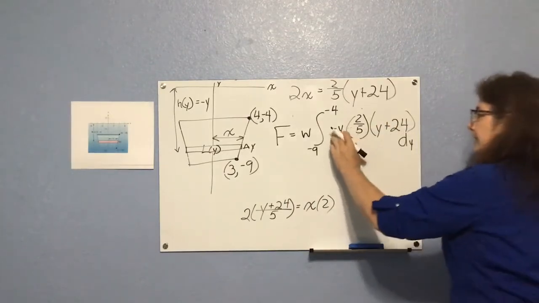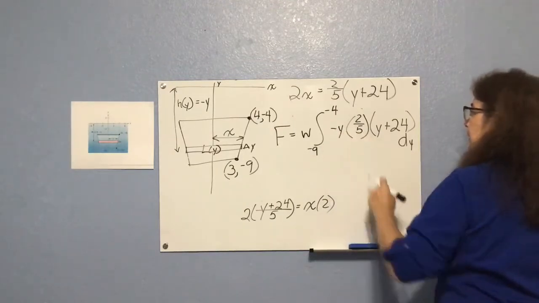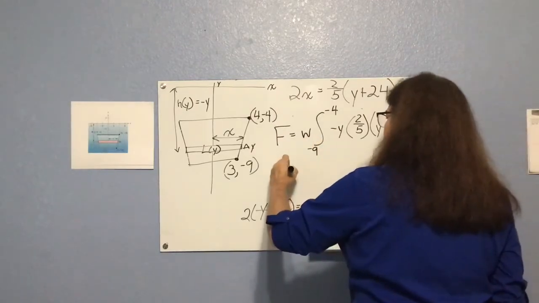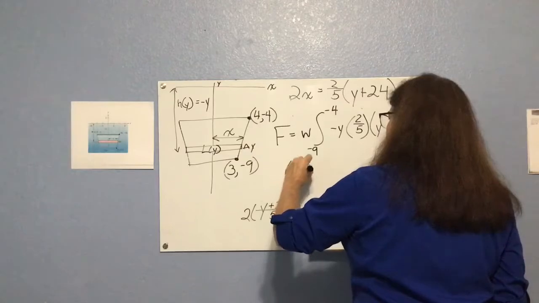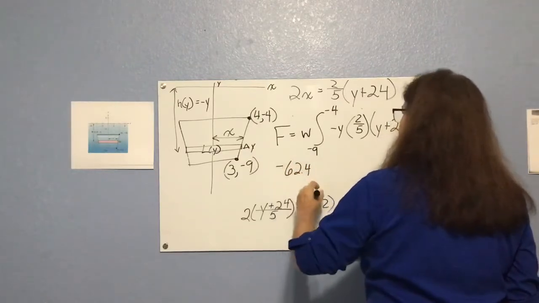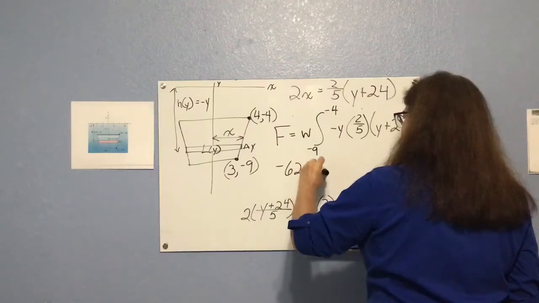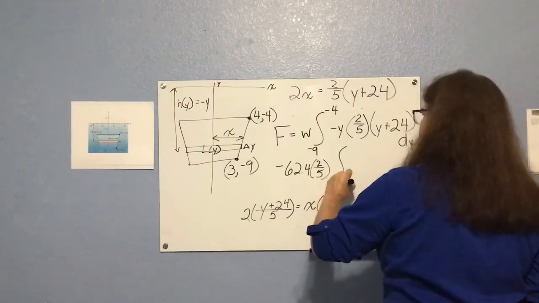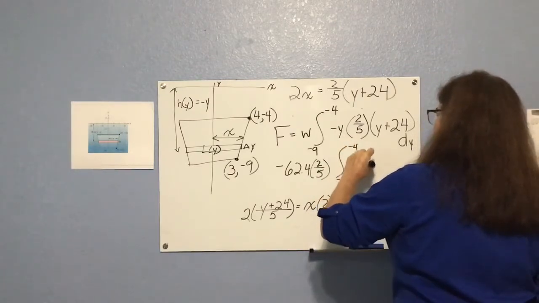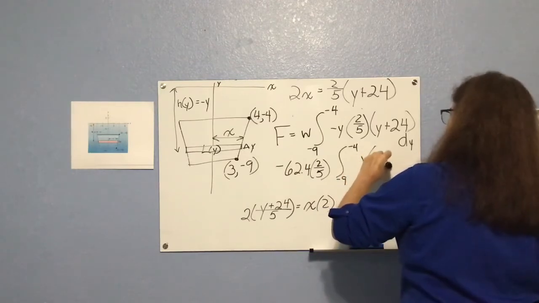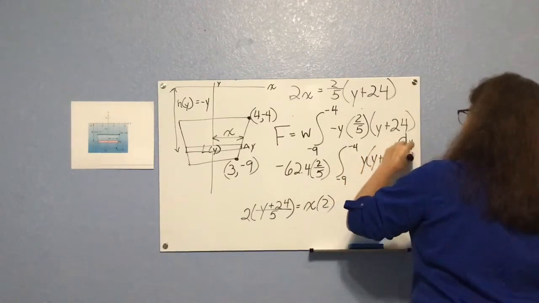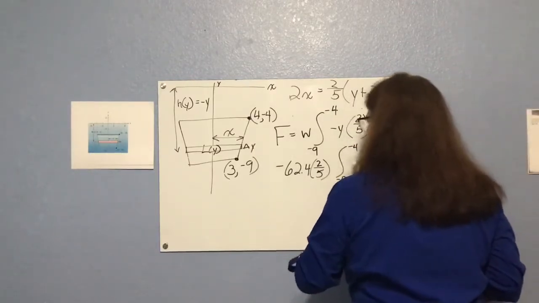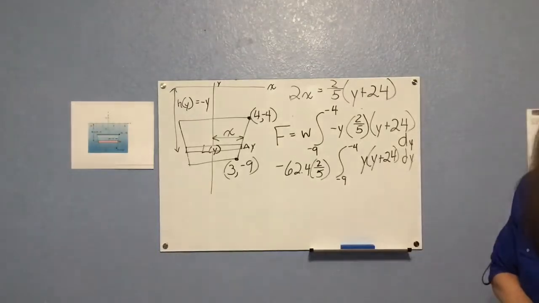Okay, I'm going to go ahead and take out the -1 and the 2/5. I'm going to change the w to 62.4 since we're working with water. So 62.4, negative, times 2/5, times the integral from -9 to -4 of y times y plus 24 dy. Okay, 2/5 of 62.4.